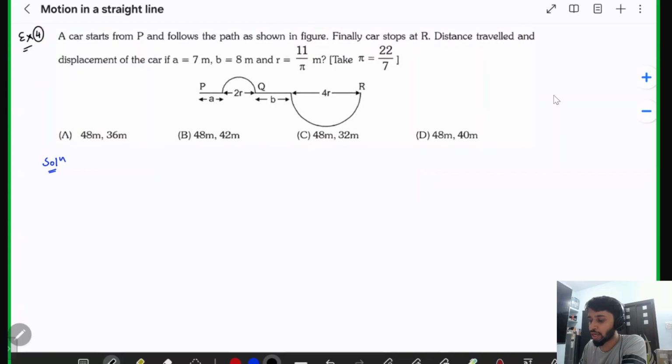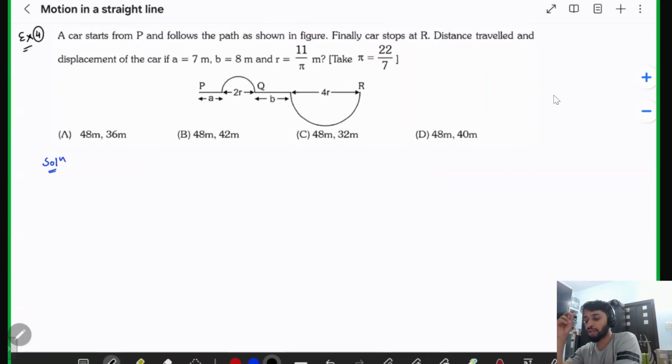Okay. They're saying a car starts from P and follows the path as shown in figure. Finally, car stops at R. Find the distance traveled and displacement of the car, if A is 7, B is 8, and R is 11 by pi meter. Right. We need to find the distance traveled and the displacement of the car. So let us first find the distance traveled.